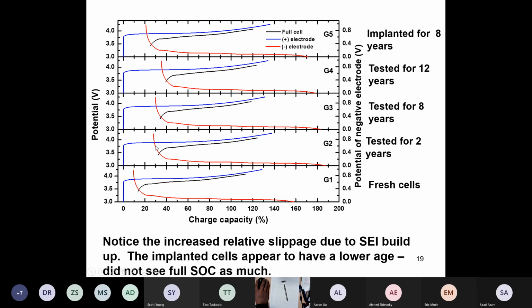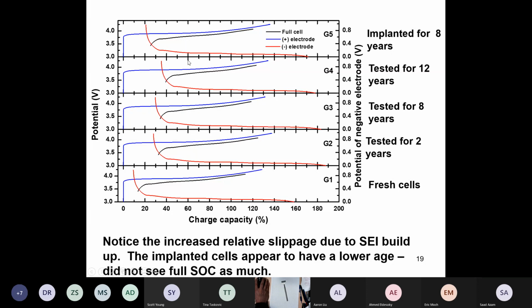If you test for 2 years, look how much inventory loss you end up getting. Tested for 8 years, it gets a little worse. Tested for 12 years, it becomes even worse. And interestingly, the cell that was implanted for 8 years is not as bad as a cell that was tested continuously for 8 years, and that's because when it's in the human, it's not undergoing such rigorous testing.